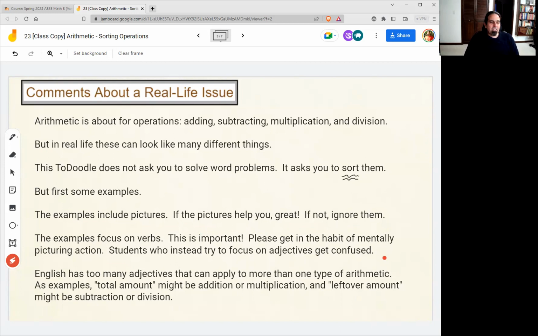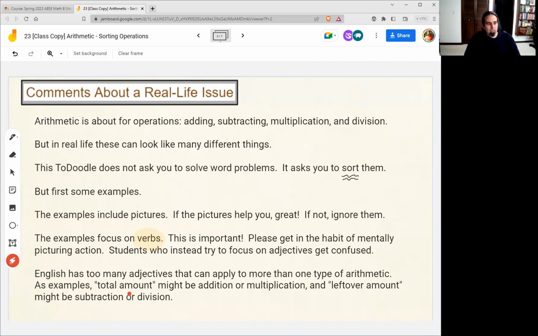Okay, so all of our examples are going to focus on verbs, which is an important thing. When you are trying to figure out what a word problem is asking, think about action. If you instead try and focus on adjectives, you'll get confused. Because English has too many adjectives that apply to more than one type of arithmetic.